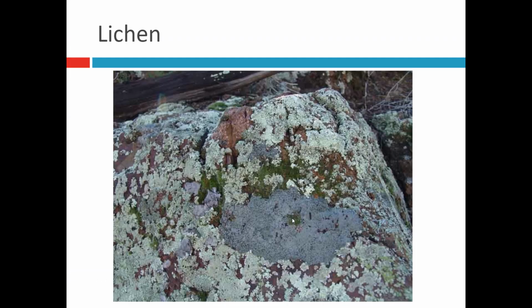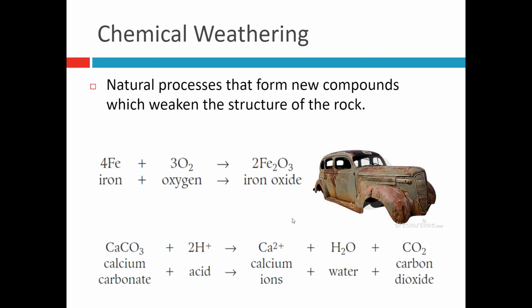Let's move on from there to chemical weathering. Chemical weathering is a natural process that happens as we have exposure to the air or to water, and it is a chemical reaction. We're forming new compounds, we're forming new things on the rock, and therefore typically weakening the structure of the rock. Now, you probably know that if you combine iron with oxygen, you're going to get iron oxide, and that's what rust is. So your car is constantly having this happen because it's made out of iron and it's exposed to the air, and over time your car rusts.